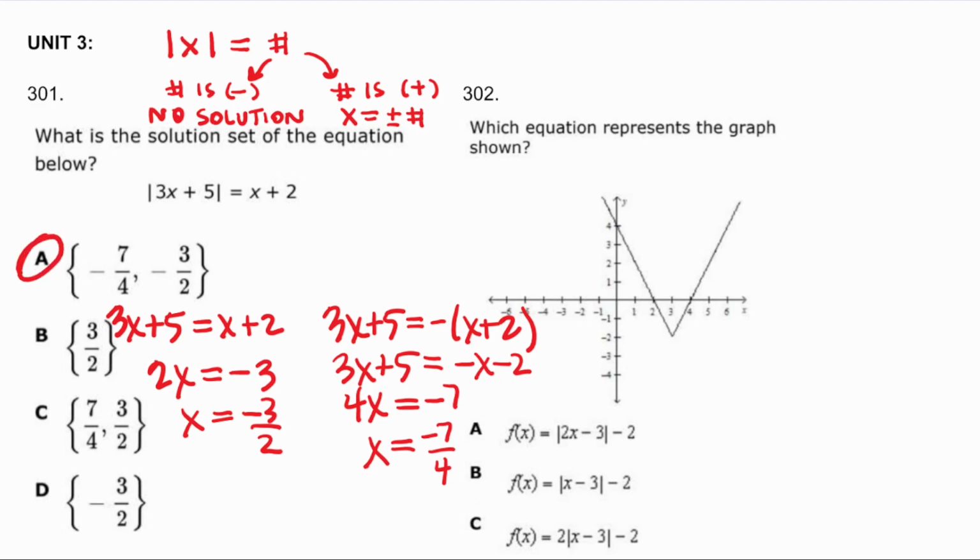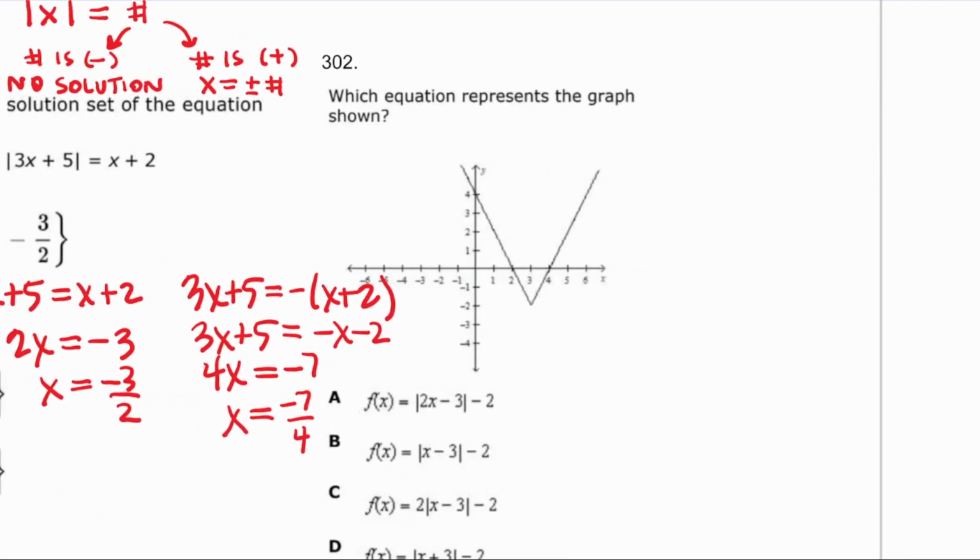That's answer choice A. Just be sure to check your answer when you see the absolute value of something equals something that has x's in it, because that's where we can run into extraneous solutions. So, check your answers when solving absolute value equations. Another moral from that unit.